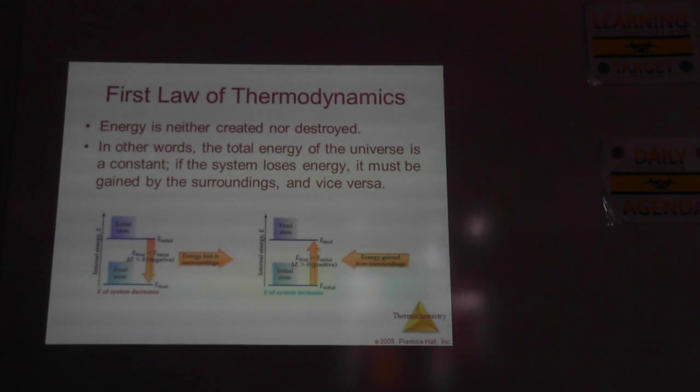So if a system is losing energy, that energy must go somewhere. It doesn't just disappear. So if the system loses energy, it must be gained by its surroundings, and vice versa. So if the surroundings are losing energy, then they must be transferring their energy into the system.